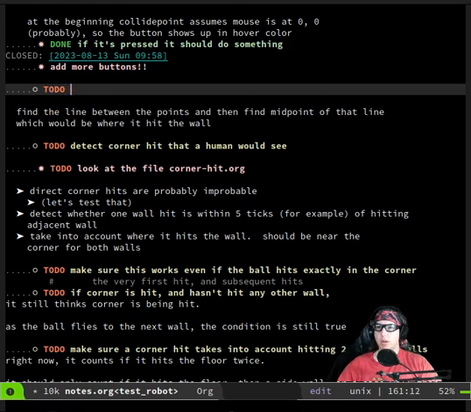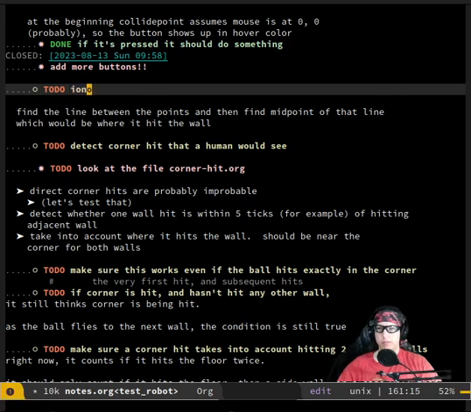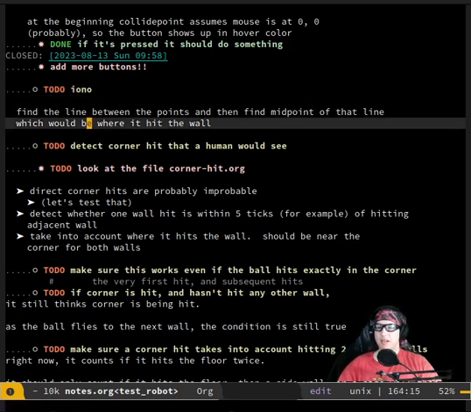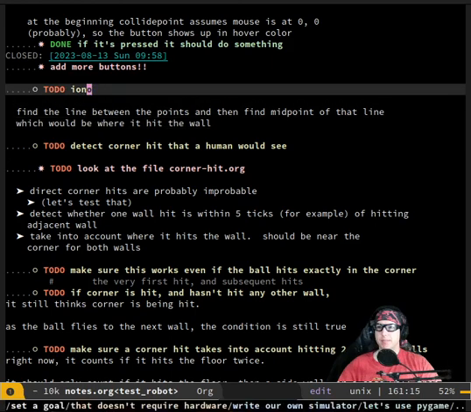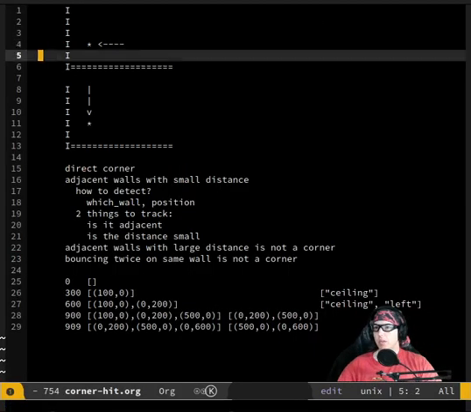Okay, and what would you put here for, like, a quick note about what this is? I don't know. Yeah, valid. Maybe, like, more accurate wall hitting. Okay.